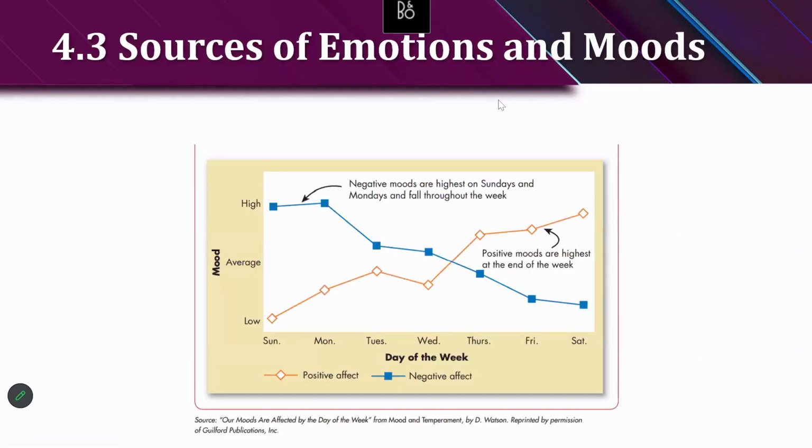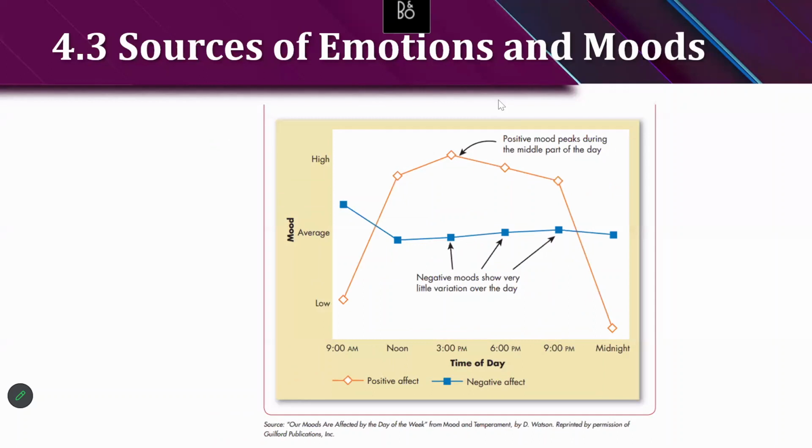Here you can see the positive effect is low on Sundays and Mondays, and later in the week it becomes high. And the negative effect is decreasing throughout the week, from high on Sunday to lower later in the week.